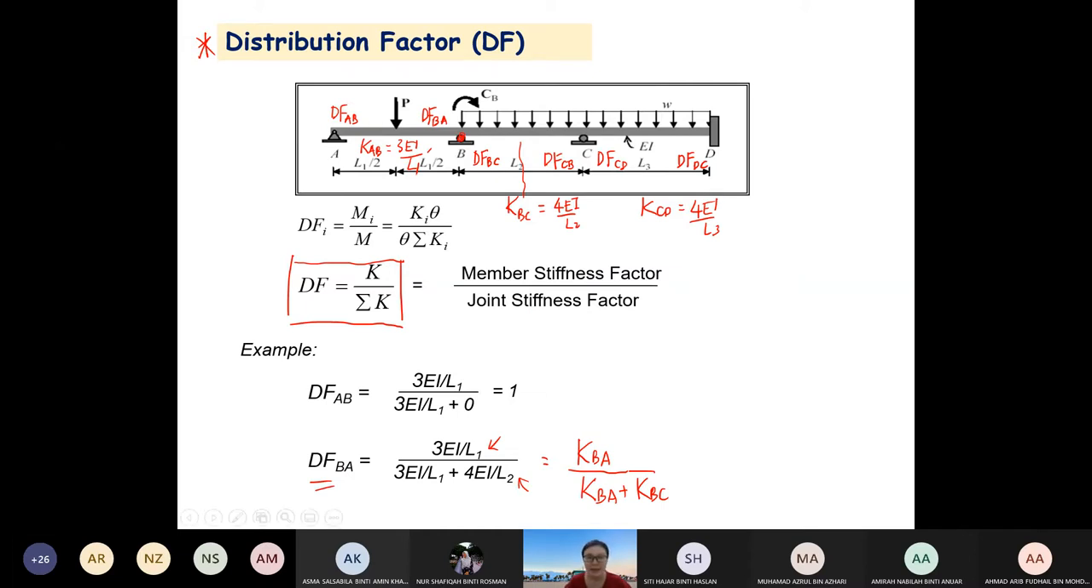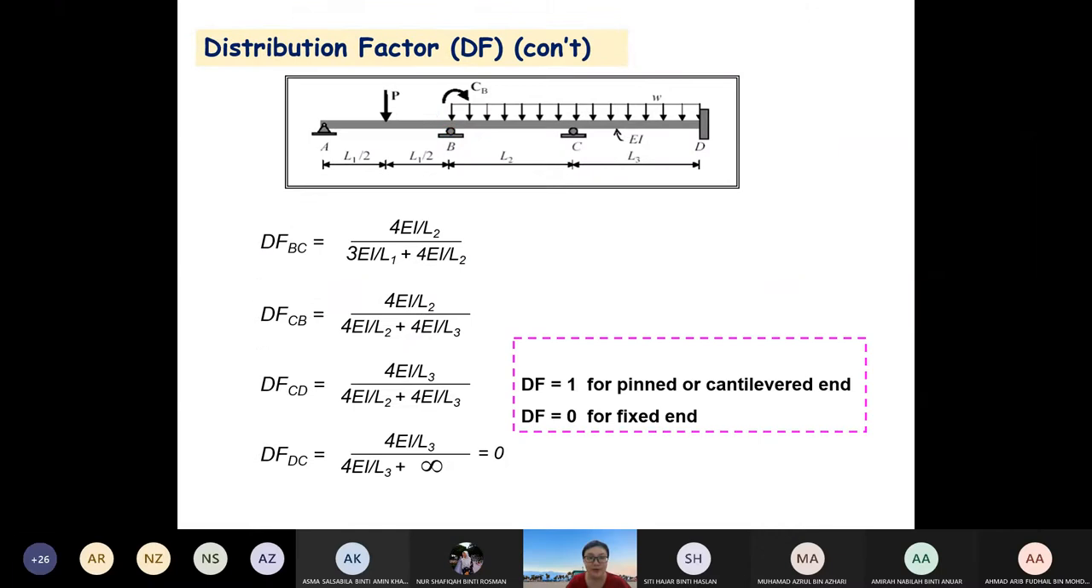Am I too fast? Okay, maybe we try again for DF, the other DF. So let us continue. Can I rewrite here? Okay, so KAB, maybe I need to rewrite in full so that you won't be confused. KBA or KAB is the same. They are 3EI over L1 for this span. KBC or KCB, they are 4EI over L2. And KCD or KDC is 4EI over L3.